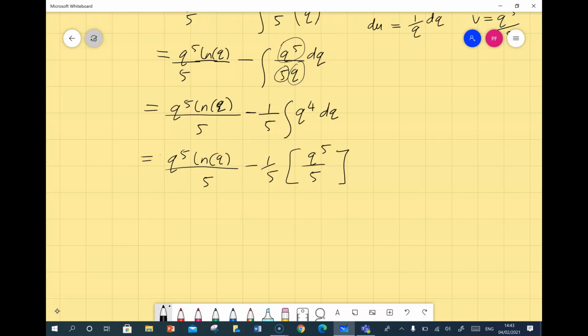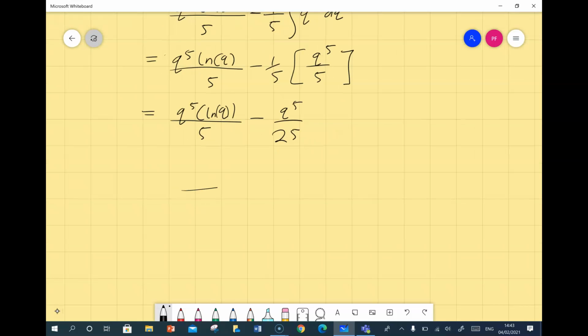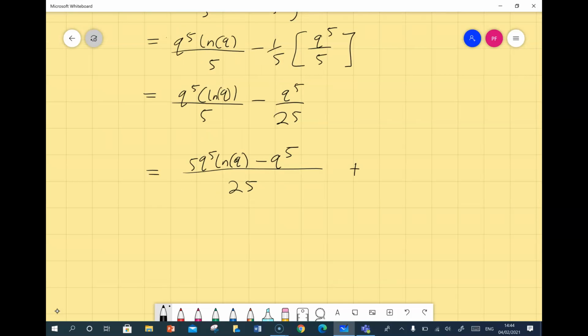So it's up to you here then how you want to do this. We can factorize stuff out, or we can try and get a common denominator and then factorize out. I'm going to go for a common denominator first. So q to the power of 5, natural log of q, over 5 minus top by top, bottom by bottom, q to the power of 5 over 25. I'm going to go with 25 as my common denominator, which means I'll have 5 times q to the power of 5, natural log of q, minus q to the power of 5. Yeah, perfect. Okay, so look, that's a perfect answer, plus c.